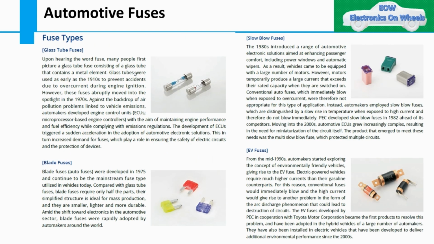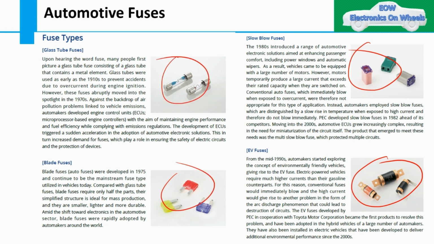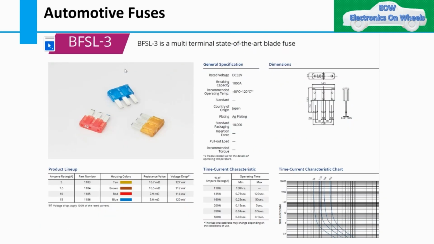And these are the fuse types, like slow blow fuse and EV fuse. You can see the EV fuses are like this, slow blow fuses are like this, then the blade type of fuse, and these are the glass tube fuses. Glass tube fuses are not used nowadays. Mostly we are using the blade fuse, slow blow fuse, and EV fuse, and we are even integrating fuses in the PCBs, which I told you about in the power distribution. These are the time characteristic and other general specifications of the fuse.